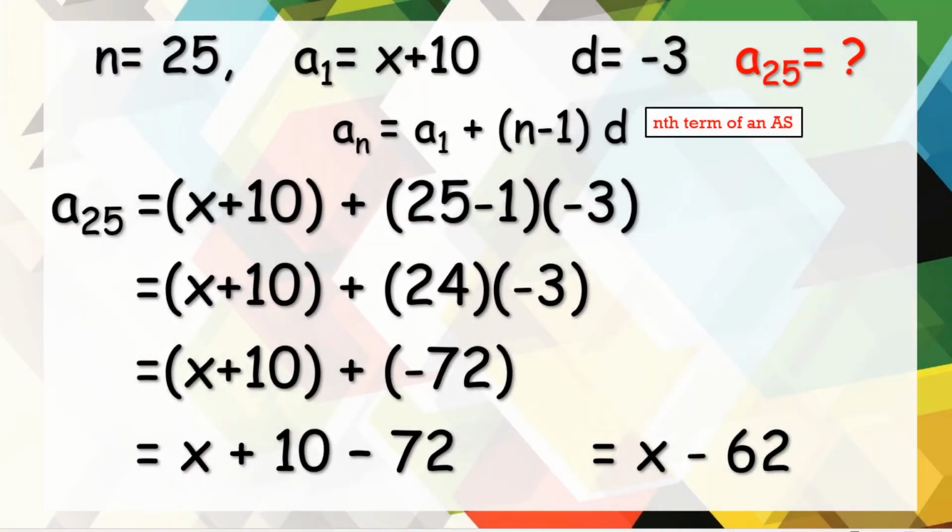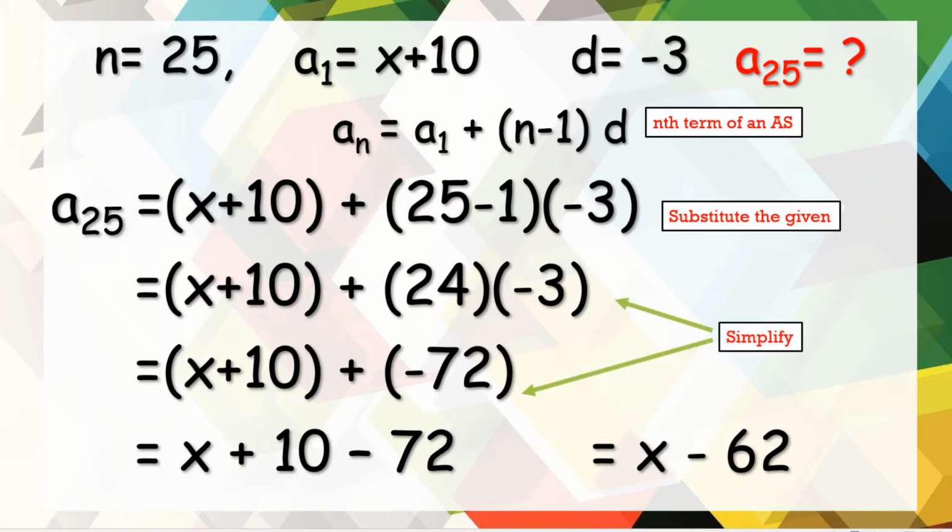Now that we have the common difference, we can solve for the 25th term using the nth term of an arithmetic sequence. We have x plus 10 plus 25 minus 1 multiplied by -3. X plus 10 plus 24 multiplied by -3, we have -72. X plus 10 minus 72. 10 minus 72 is -62. So we have x minus 62. X minus 62, that will be the 25th term of that arithmetic sequence.